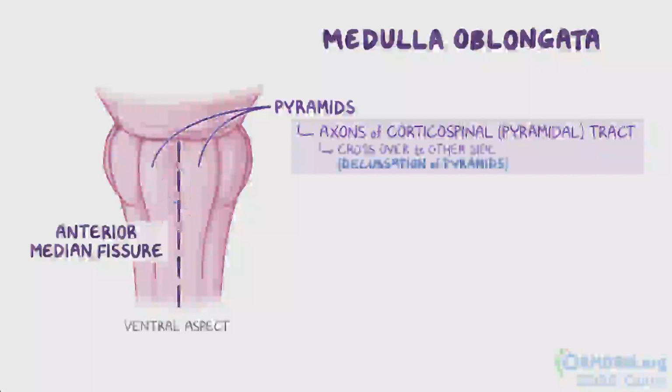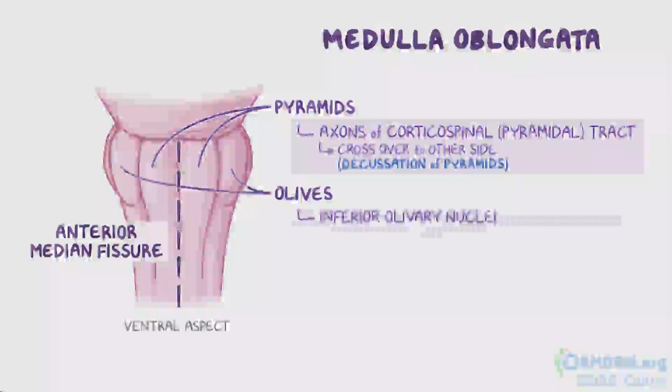Lateral to each pyramid, there are two oval bumps called the olives. They contain the inferior olivary nuclei, which have rich connections to the cerebellum and are involved in motor coordination and learning.